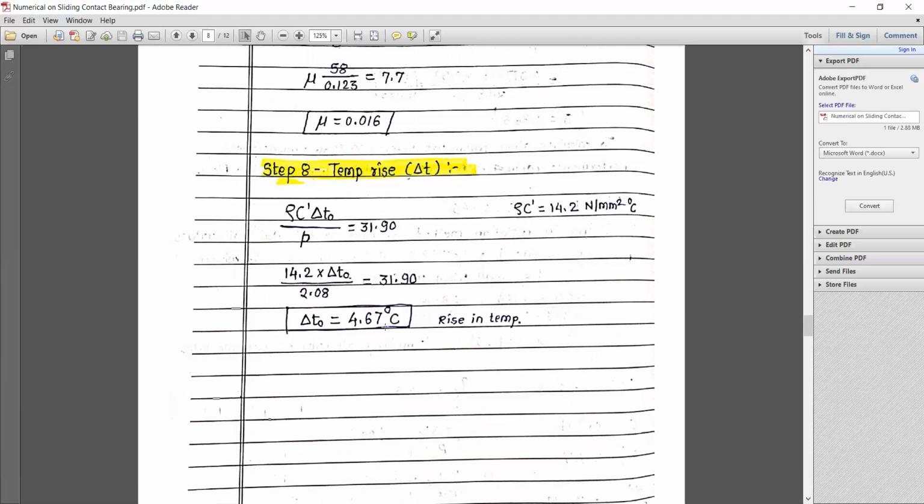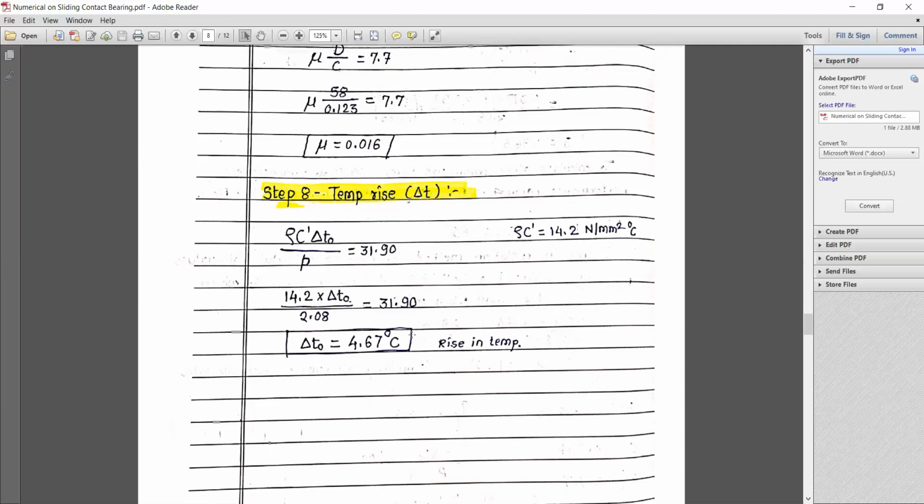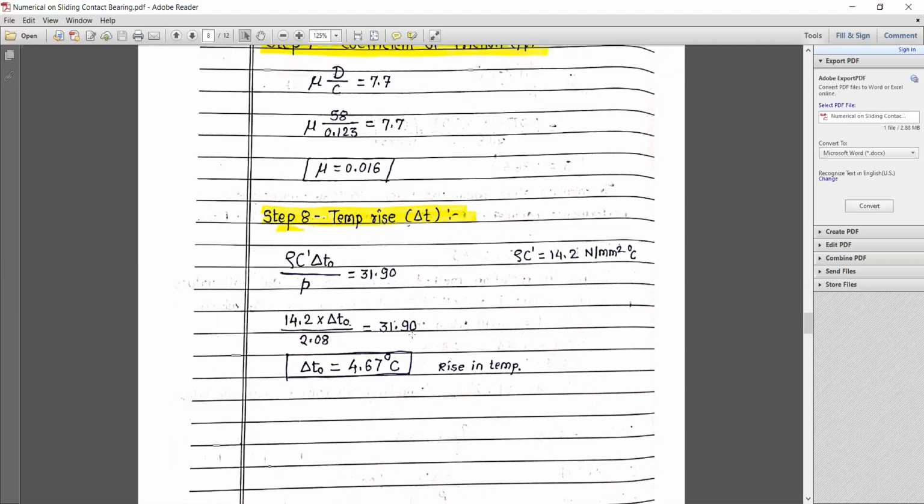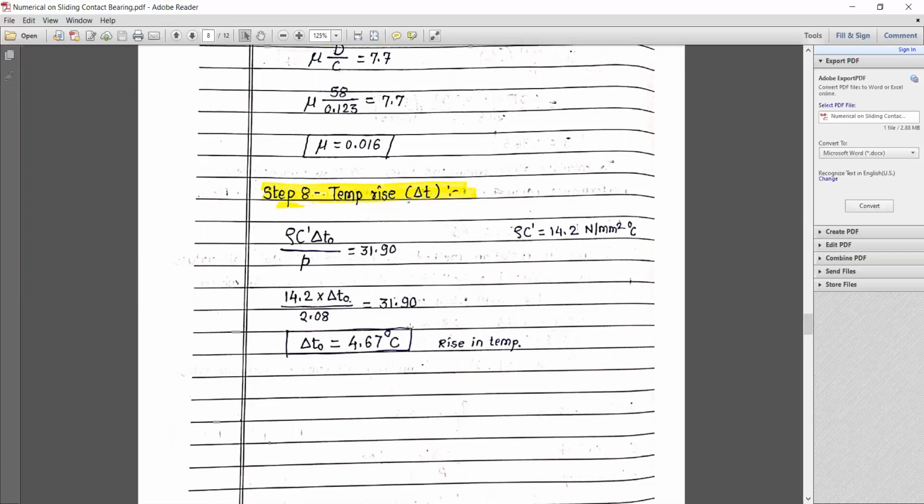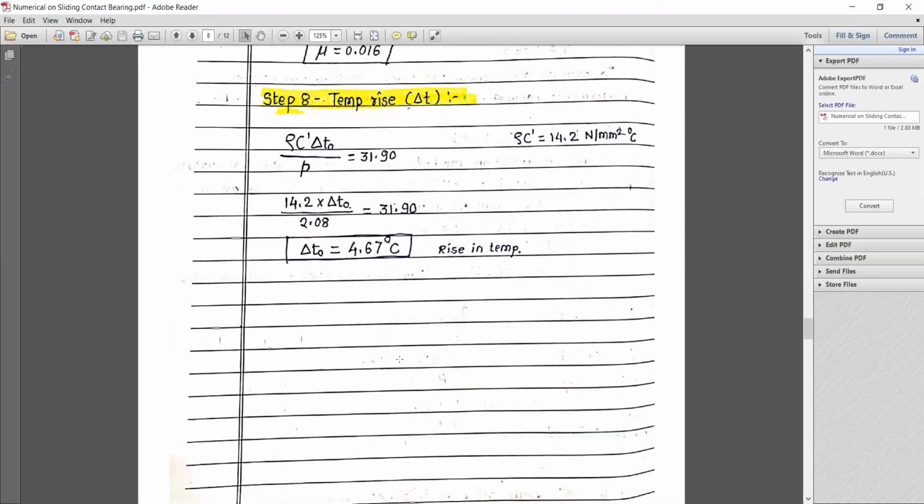So we calculated all the parameters required from the problem. I hope this is a very simple method and you can follow it. It is very easy to calculate the dimensions, the design variables as well as the performance variables through this method. Let's go with another example.